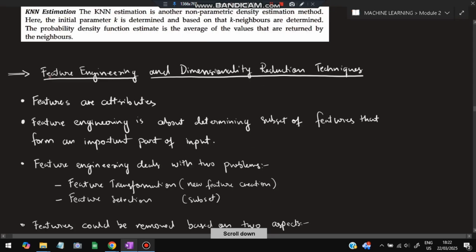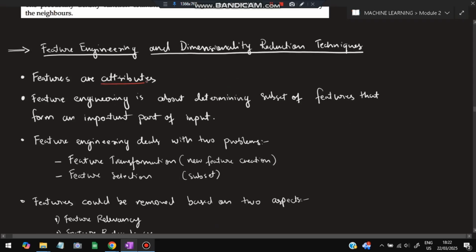Okay, next comes feature engineering and dimensionality reduction techniques. What is a feature? A feature is an attribute. For example, the features of an elephant: elephant has a husk or not, elephant is big or not, elephant has legs or not, elephant has a tail or not. Those are the features, attributes. And what is feature engineering? It is about determining the subset of features that form an important part of the input. Means elephant has 100 attributes, but I am only concerned with 10. Which are the 10 most important attributes? That subset finding is called feature engineering.